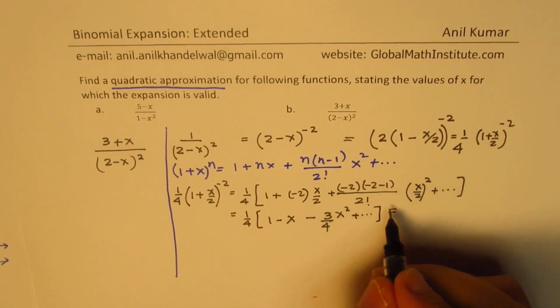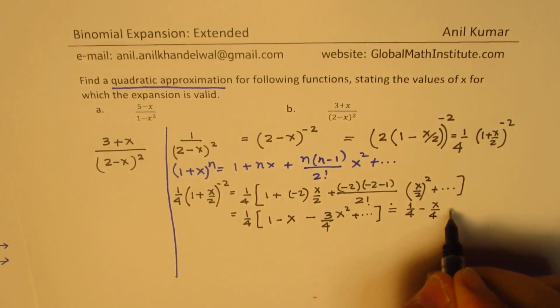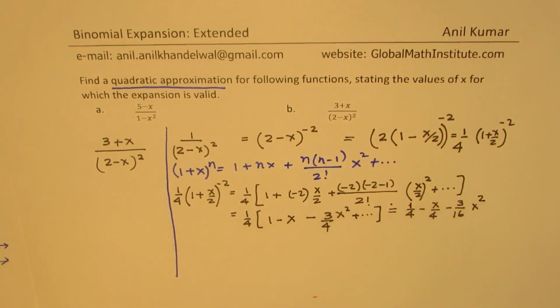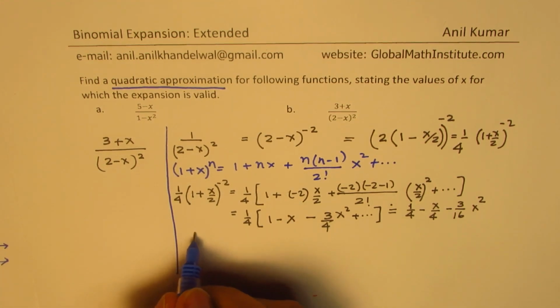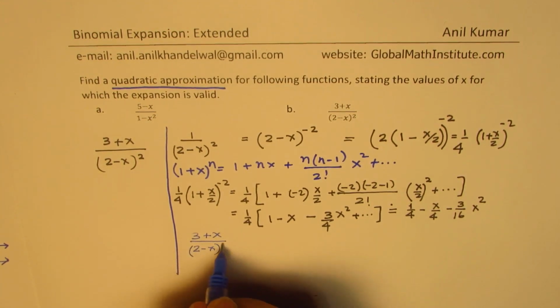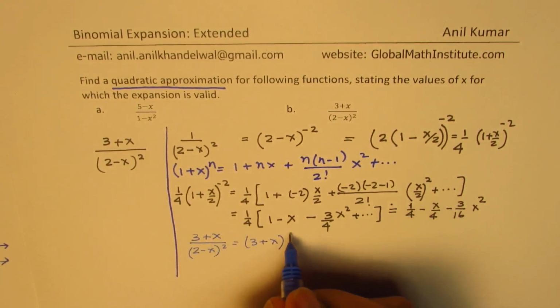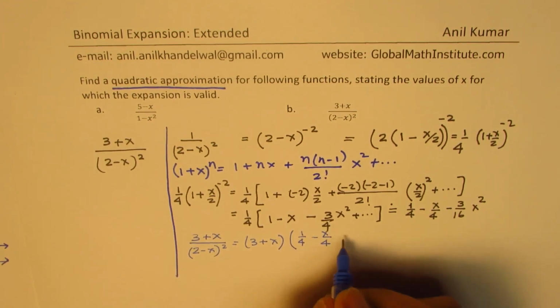So anyway, you can multiply. So we can write this as 1 over 4 minus x over 4 minus 3 over 4 times 4 is 16, x squared. That is the approximate value. And now we can write down the expression for (3 plus x) over (2 minus x) whole squared equals, right? It is 3 plus x times all this, which is 1 over 4 minus x over 4 minus 3 over 16 x squared.